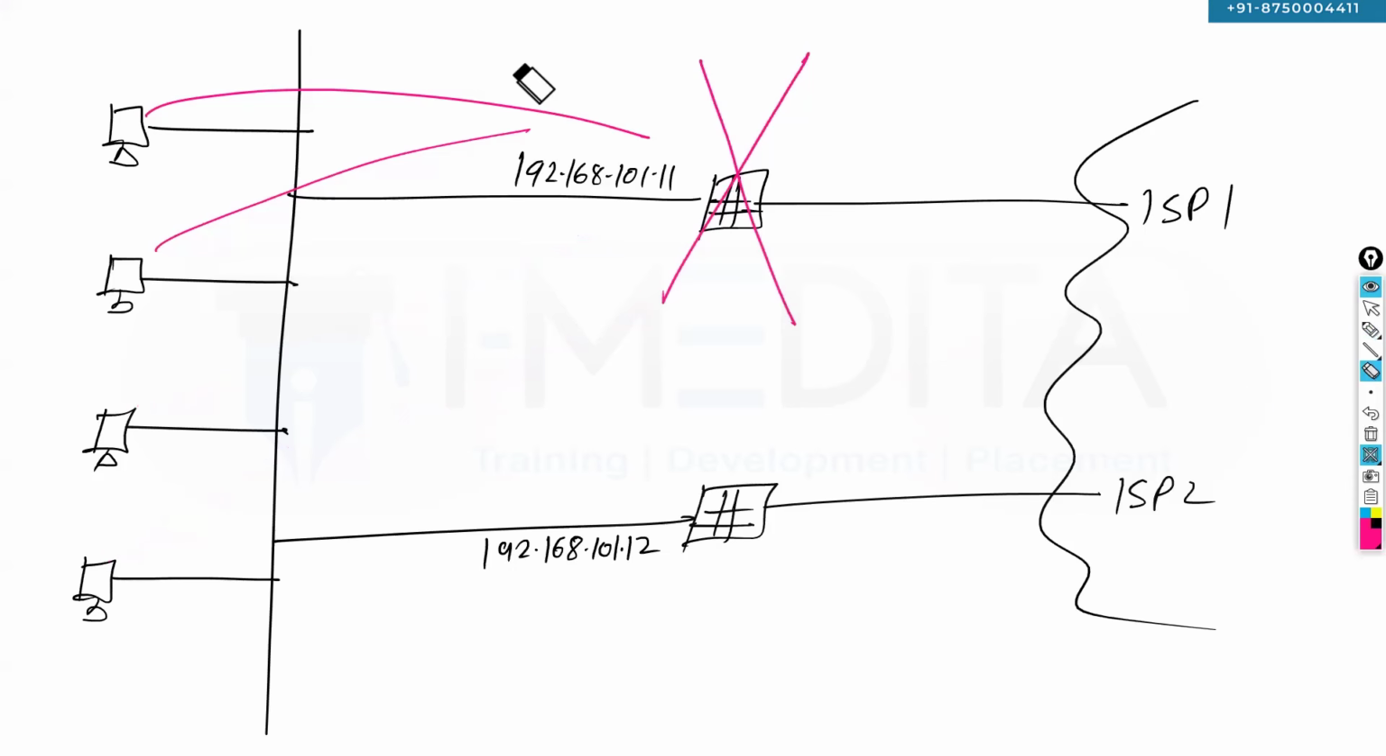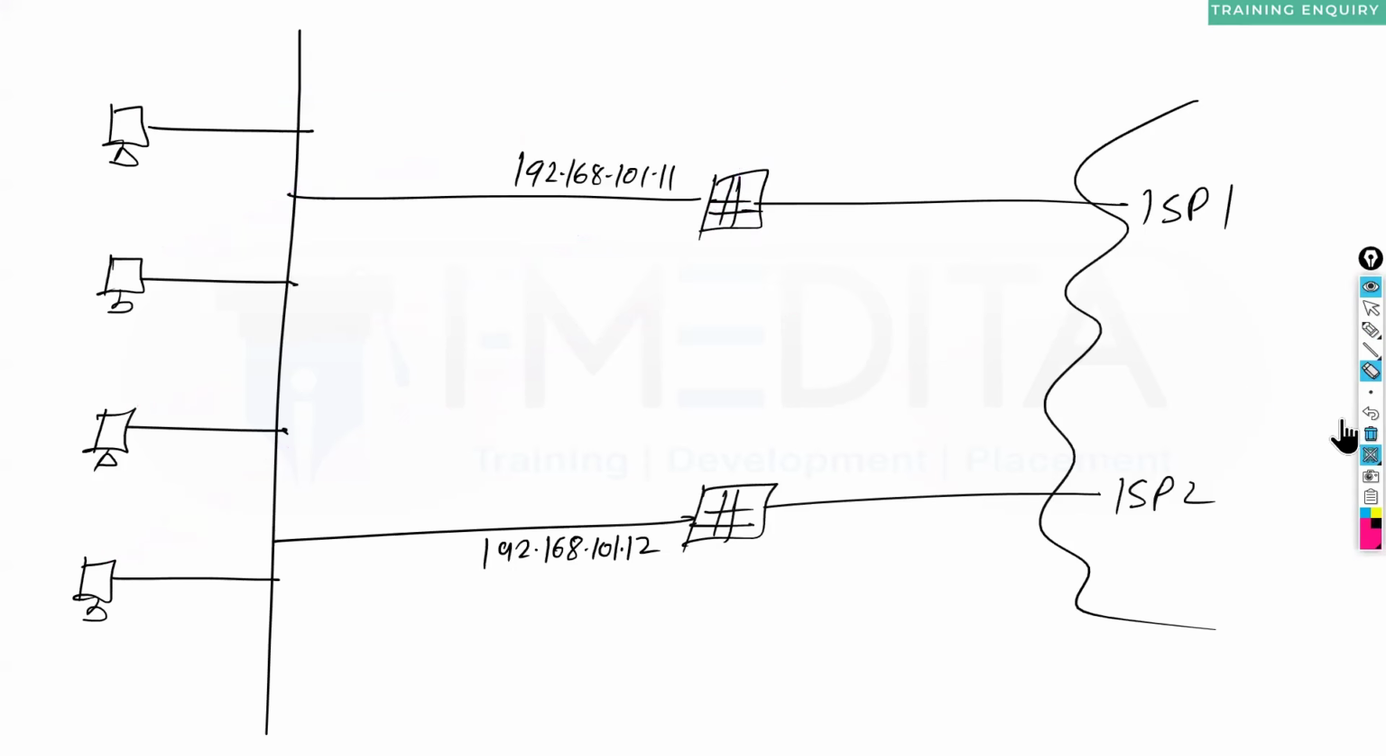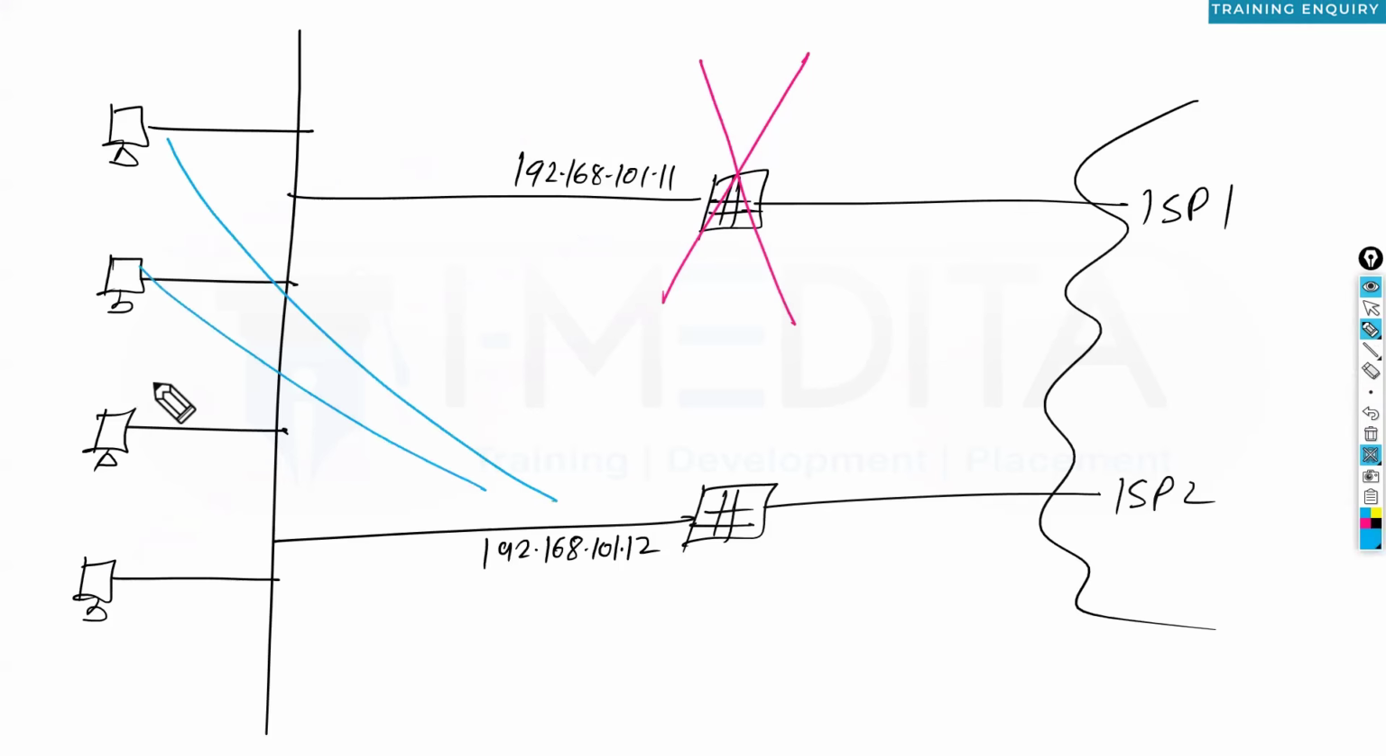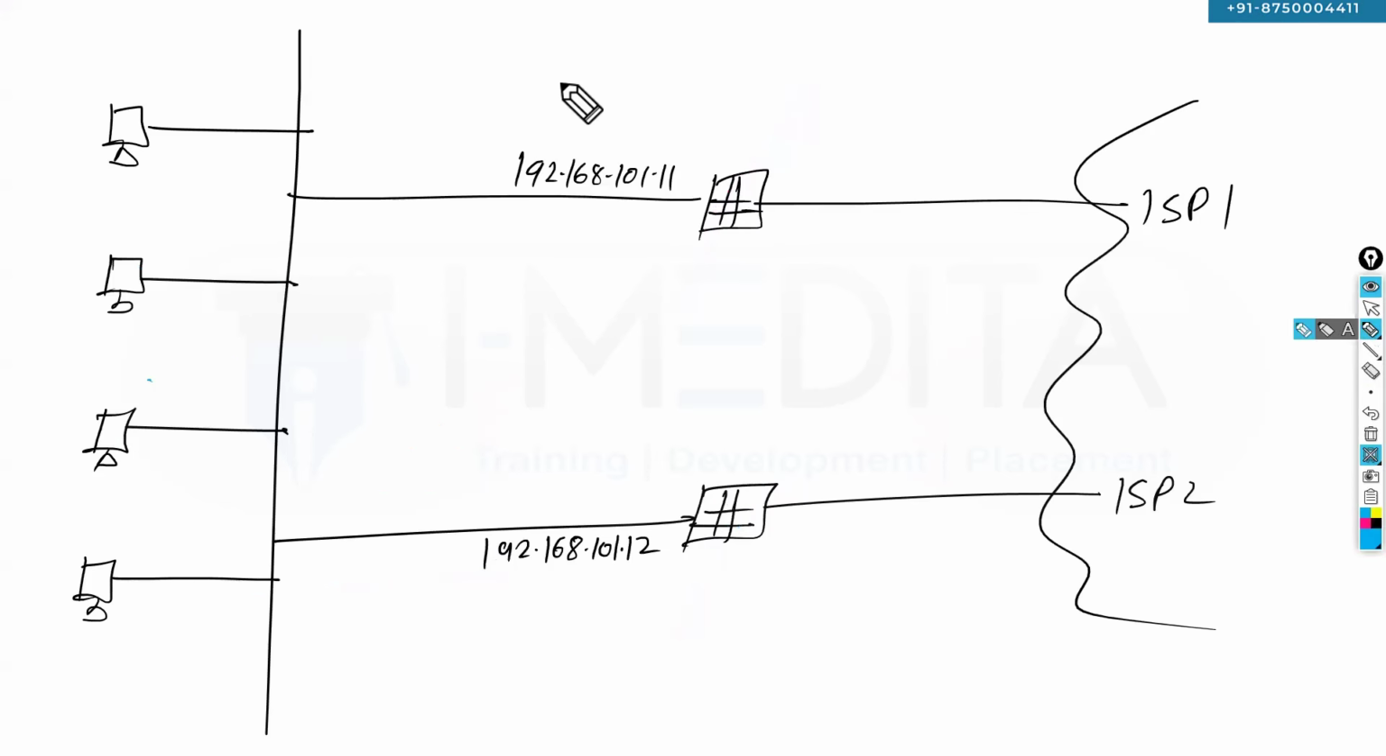Then we have to manually change the gateway from 11 to 12. So we need to configure the gateway 12. Same problem. If this firewall goes down, the clients who have gateway 12 can't go outside. To solve this problem, we use a protocol. That protocol is VRRP, Virtual Router Redundancy Protocol.